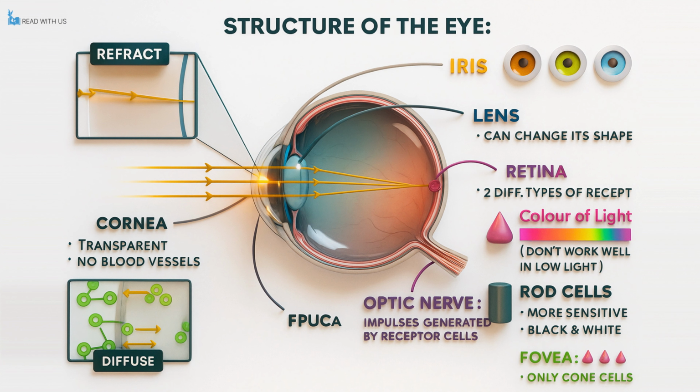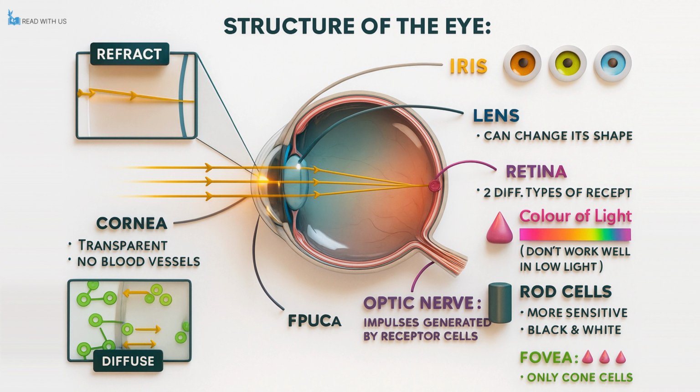The first structure that incoming light encounters is the cornea. The cornea is a completely transparent and curved outer layer of the eye, and interestingly, it does not contain any blood vessels. This transparency is essential for light to pass through without obstruction. Since it lacks a blood supply, the cornea receives its required oxygen by diffusion directly from the outside air, a unique feature compared to most other body tissues.